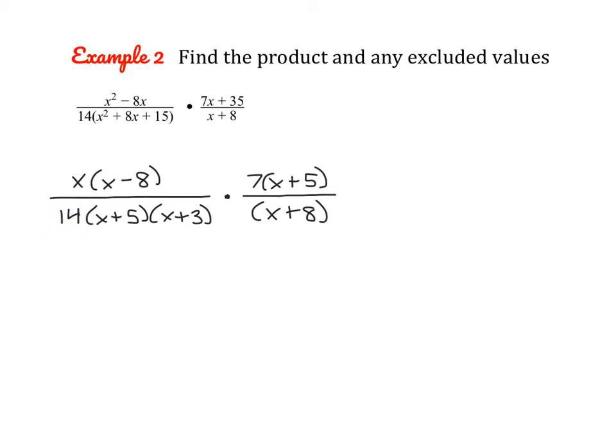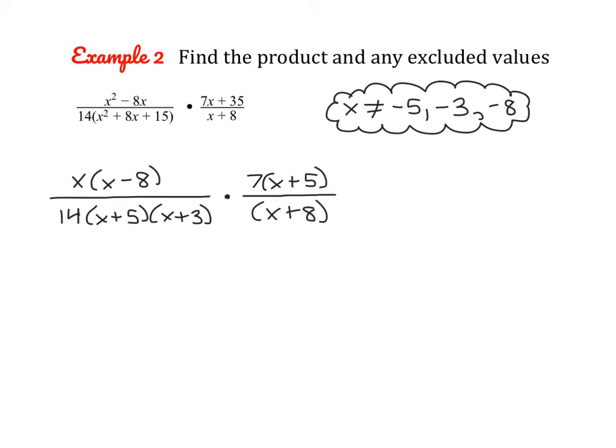All right, so now let's list any excluded values. 14 doesn't give us any excluded values because there's no variable. 14 will never be able to turn to 0, so we don't worry about it. This factor tells us that x cannot equal negative 5. Here we see that x cannot equal negative 3, and here negative 8. So it's always the opposite of the number we see in the factor.